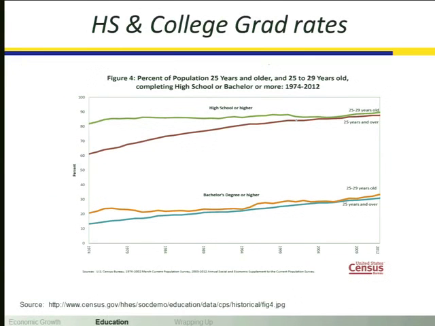So this is a chart from the census that shows us high school graduation rate. So what share of the population has graduated from high school? That's in the top. And the bottom two lines are what share of the population has at least a bachelor's degree.